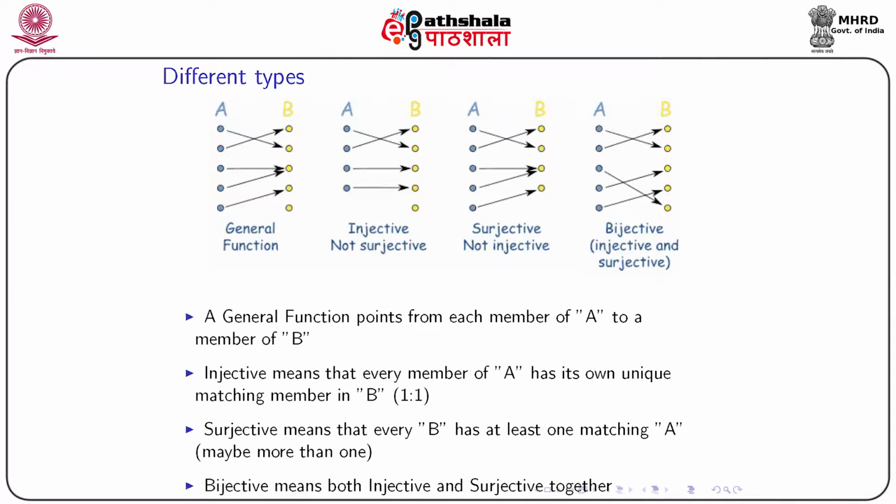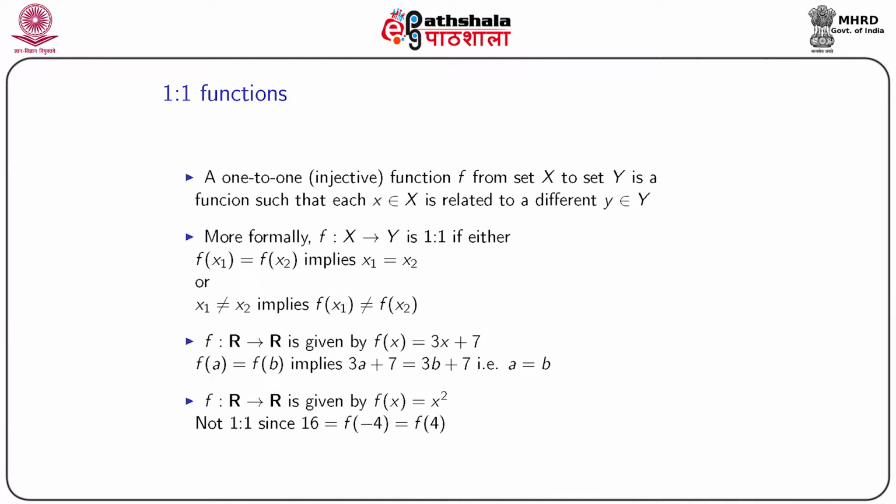And finally we have another type of mapping, called bijective mapping, where we have both the properties, injective as well as surjective. So these are the three broad categories of mapping: injective, surjective or bijective. Now we will try to focus more on one-to-one functions. A one-to-one function, that is called an injective function, f from set X to set Y, is a function such that each x belonging to the set capital X is related to a different y belonging to set capital Y.